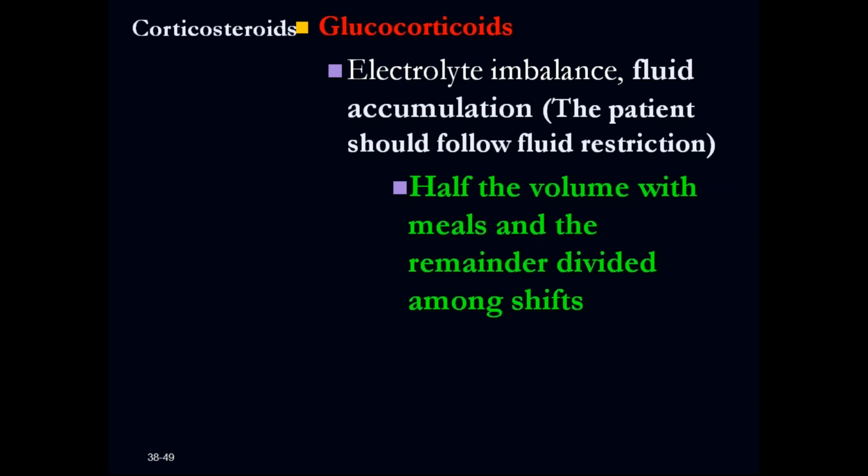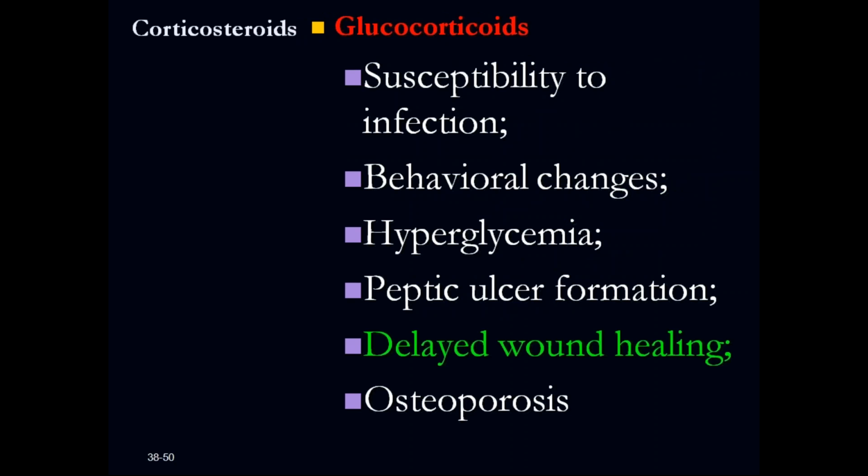Electrolyte imbalance, fluid accumulation. So how do we prevent fluid accumulation? Mostly we need to give half of the volume with the meals, and the remainder divided in between shifts. So how much volume are you going to take? About 1500 ml. All right.